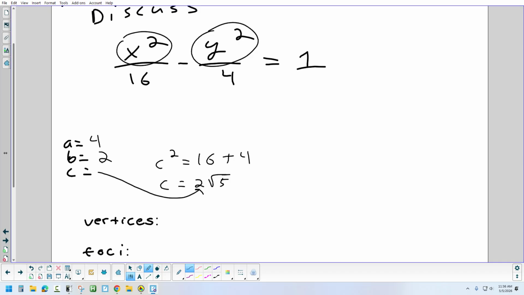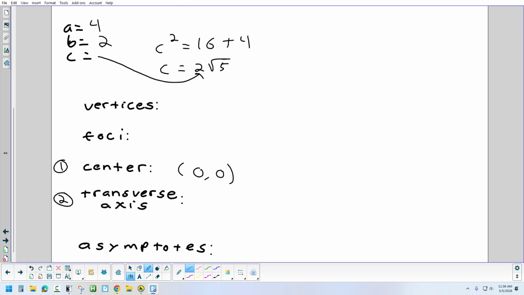Yep. Because x is the positive variable. So we need to get the idea of bigger denominator out of our head completely for hyperbolas. Doesn't matter. X is the positive. Okay. How many units away from the center are the vertices? Yep. 4. And which way? Left and right.